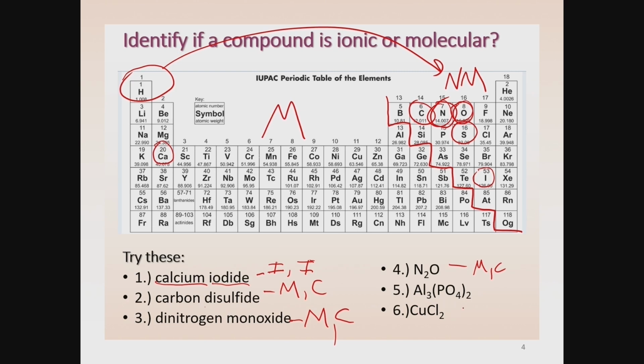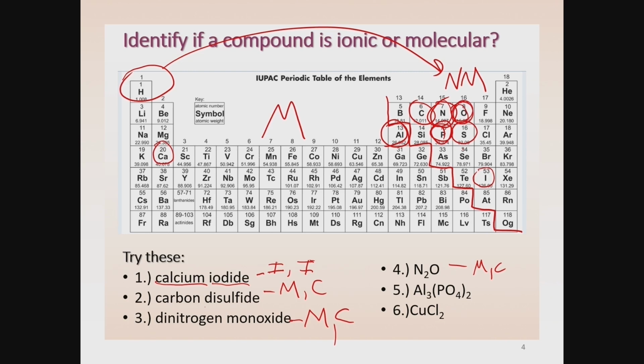This is a little bit more complicated here, but the good news is for this analysis, we can ignore the subscripts and parentheses. We don't really care about the total number of atoms in the compound. We're just trying to figure out what kinds of elements are there. And so you see aluminum. Aluminum is a metal here. And then we have phosphorus, which is a nonmetal. And then we have oxygen again, which is a nonmetal.